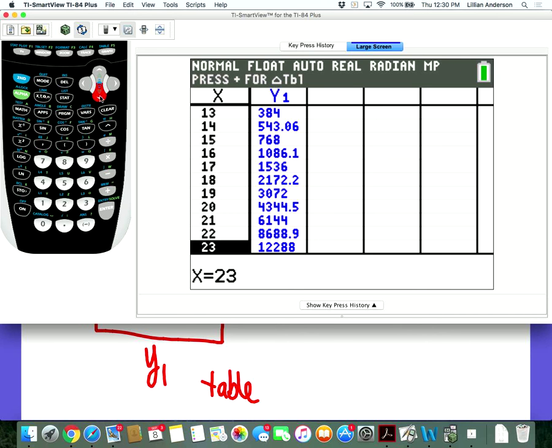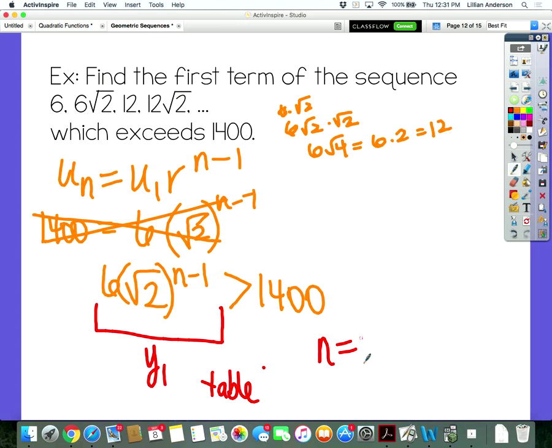Click the button too many times. As I can see, in my 16th term, I'm right inside of the thousands, but it's my 17th term when I exceed 1400. So my answer for this is n is going to equal 17. And that's my answer. That's the first term where it's going to exceed 1400.